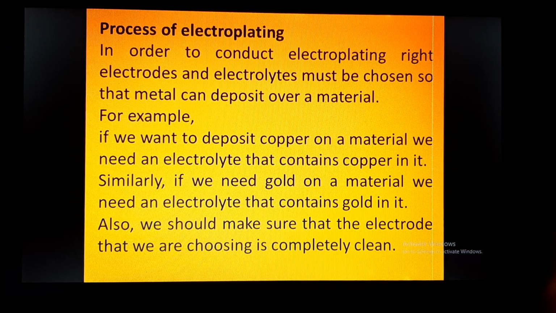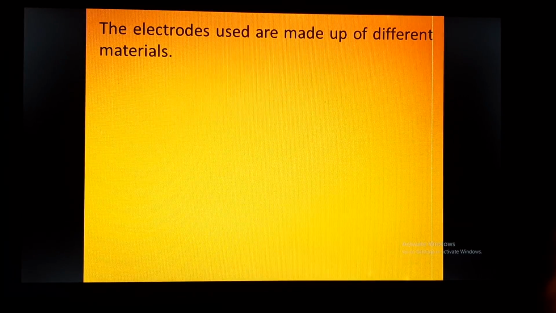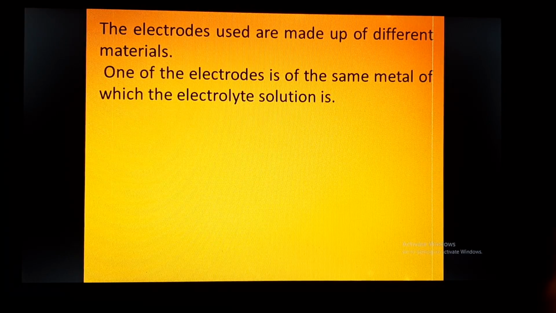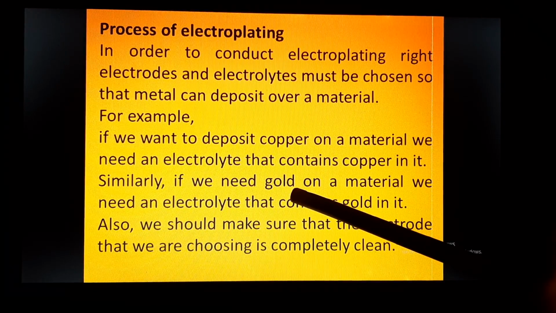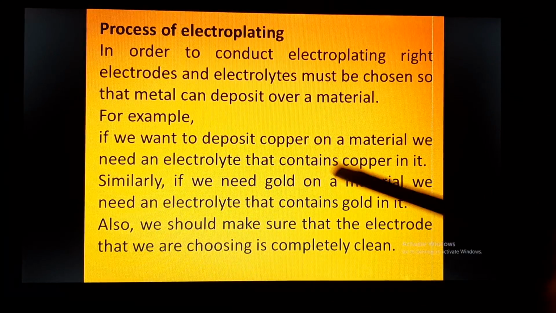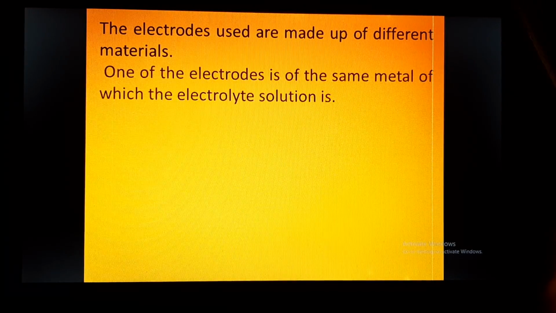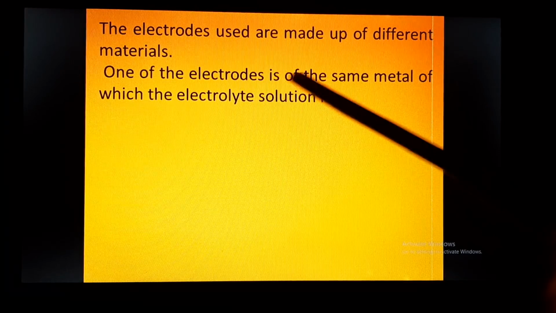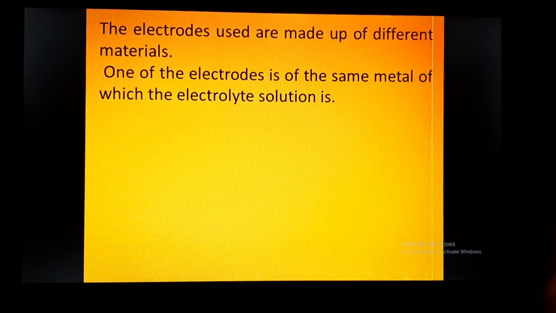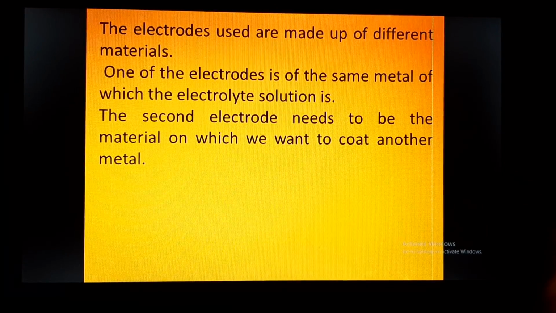Also, we should make sure that the electrode that we are choosing is completely clean. The electrodes used are made up of different materials. One of the electrodes is of the same metal as the electrolyte solution. As we discussed, here you want to deposit gold, so one electrode is of gold and the electrolyte is of gold. Here he is saying the same thing: out of two electrodes, one electrode and the electrolytic solution will be of the same metal. The second electrode needs to be the material on which we want to coat another metal.